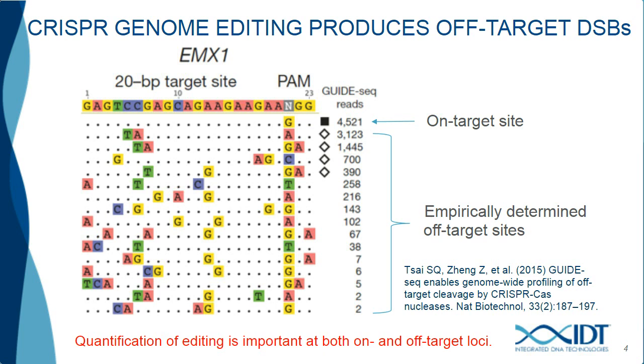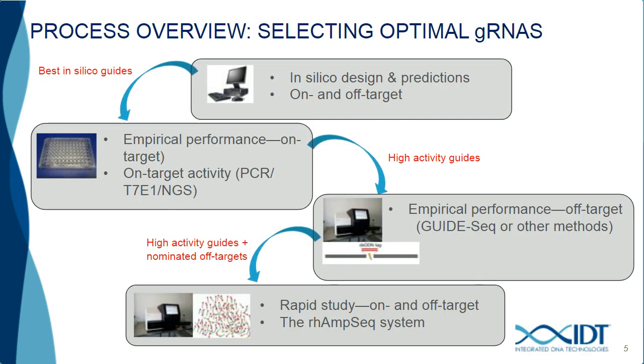This is just one method for nominating off-target sites, though, but the key takeaway here is that these off-target double-strand breaks occur, and identifying and quantifying their impact is important.